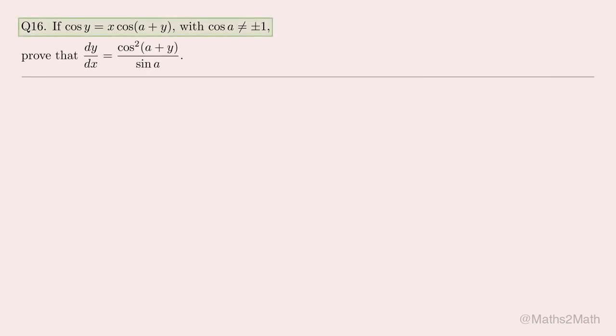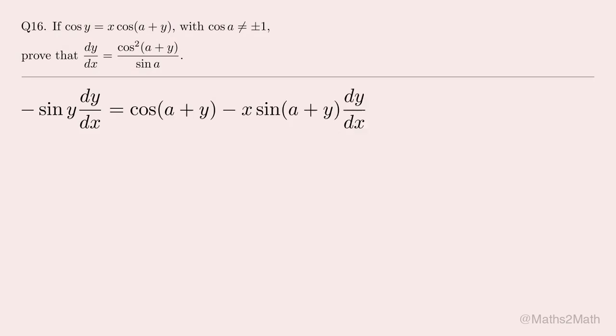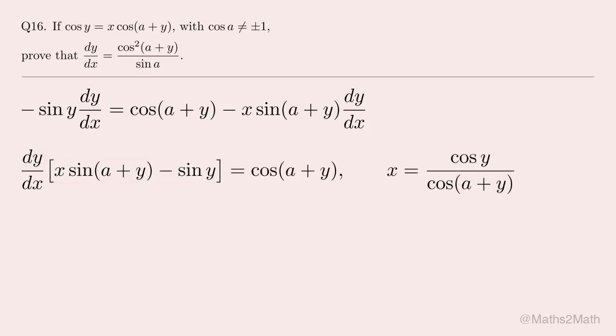Question 16. An implicit relation mixing y and the shifted angle a plus y. The sine subtraction formula will close the proof. Differentiate implicitly, remembering the product on the right. Collect the derivative terms and substitute x from the original relation.